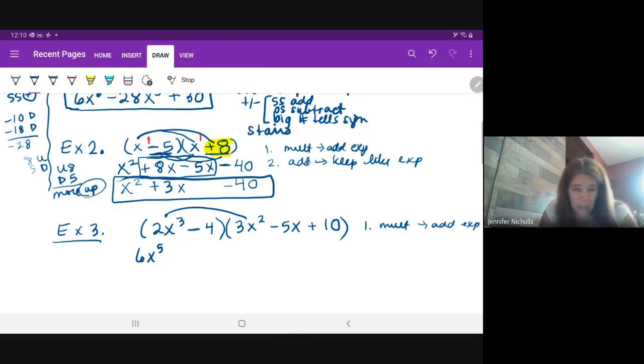Now, when you distribute the next one, what am I multiplying the 2x to the 3rd by? Yes. And I love how you've said negative. Okay, so hold on, my loop didn't go. I think there's a little delay on my tablet. Okay, so 2x to the 3rd times negative 5x. I agree with your negative 10.